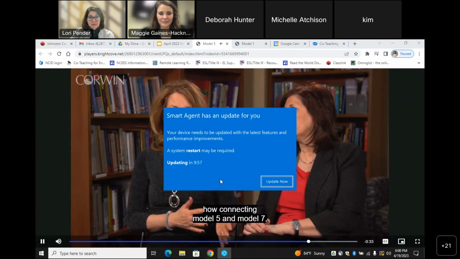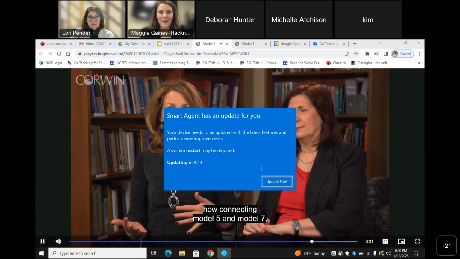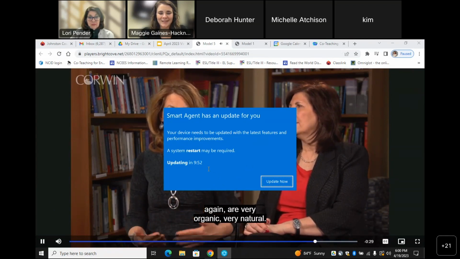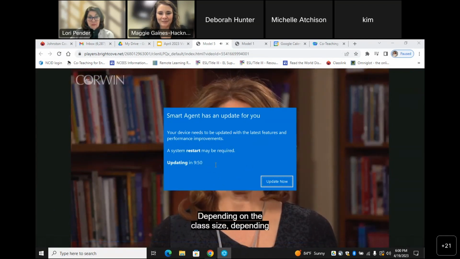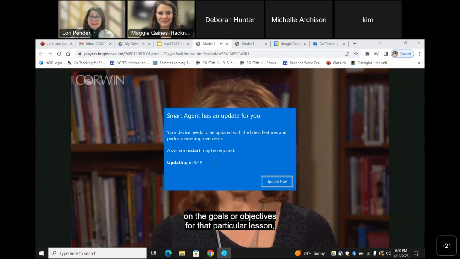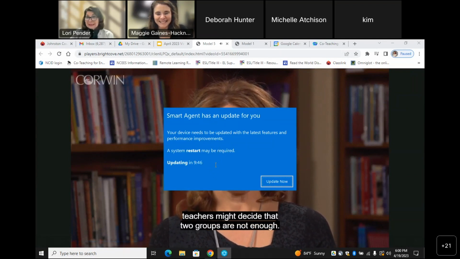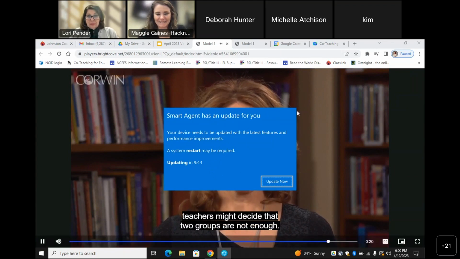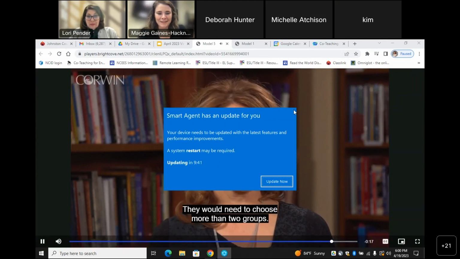And that also exemplifies how connecting Model 5 and Model 7, again, are very organic, very natural, depending on the class size, depending on the goals or objectives for that particular lesson. Teachers might decide that 2 groups are not enough. They would need to choose more than 2 groups.